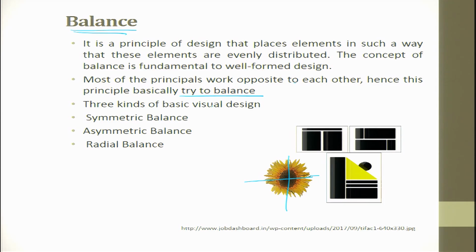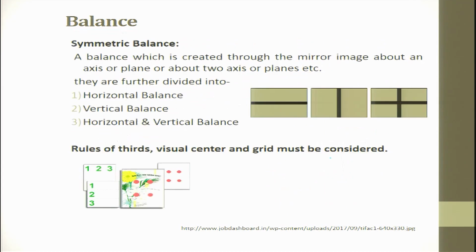There are three kinds of balancing which we saw. One is symmetrical, asymmetrical and radial balance. So, this is symmetrical, this is symmetrical, this is symmetrical and this is asymmetrical and radial balance. Symmetrical balance is a balance which is created through the mirror image about an axis or a plane or about two axes or planes etc. It is called symmetric balancing. They are further divided into horizontal balance, vertical balance and horizontal and vertical balance.